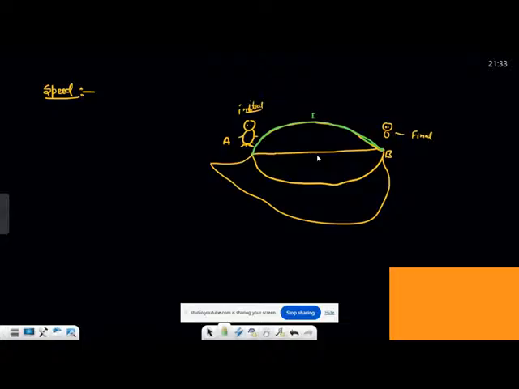Then the actual path covered by the body is called distance. What is distance? It is the actual path length covered by the body. If a body goes from point A to B, or wants to go from point A to C, or from point A to D, whatever it travels is the distance. The actual path length covered by the body is called distance.